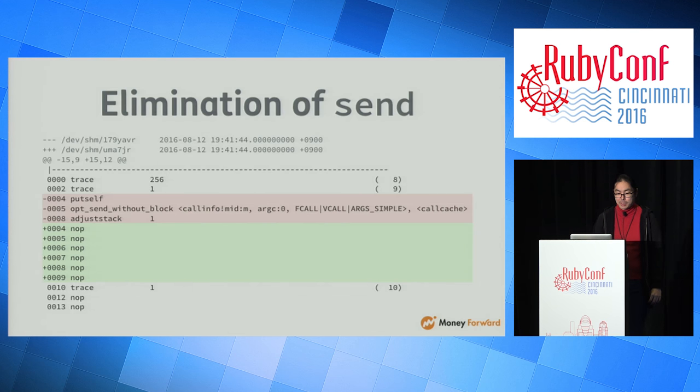Now, next, send elimination. In this example, we call method m of receiver self. But we are immediately discarding this return value by adjust stack one. It's a waste, so we squash them into a series of nops.